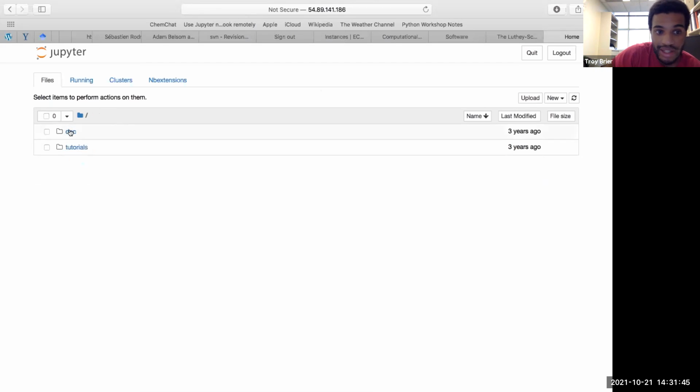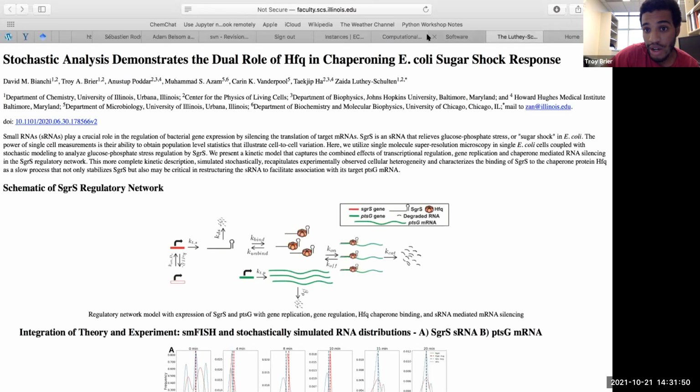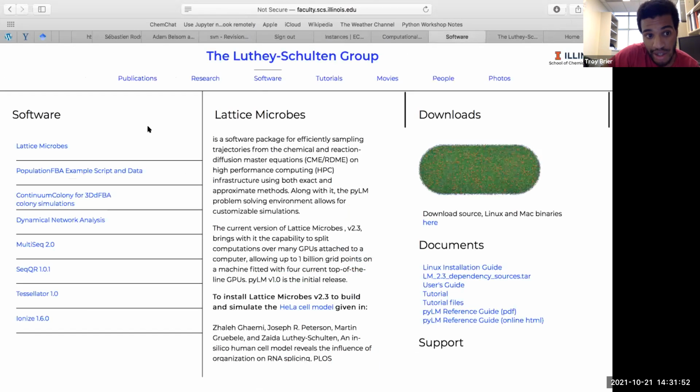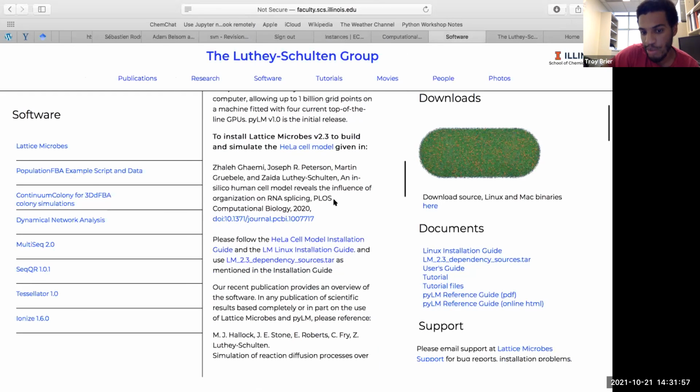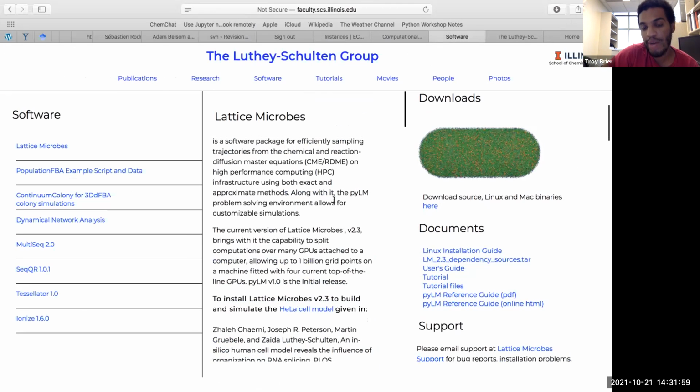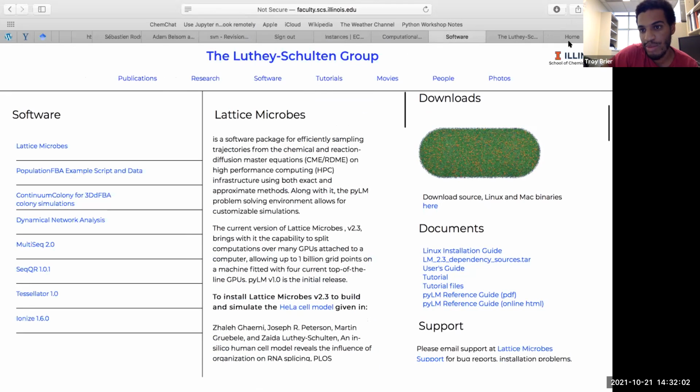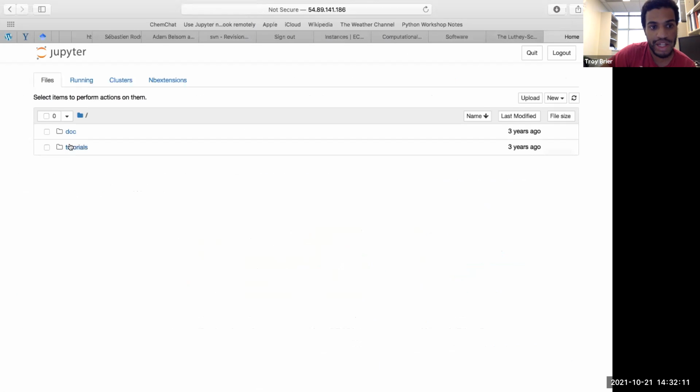So again, real quick, the docs are just documents about the user guide and things like that, which can also be accessed from our group website under software, Lattice Microbes. And there's also ways to install LM 2.3 here. I would recommend, unless you're trying to do something immediately, waiting until 2.4 comes out. The installation process for that is significantly easier and a cleaner process than 2.3 is.